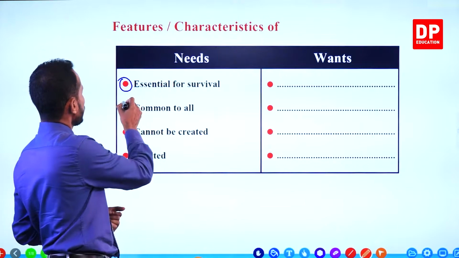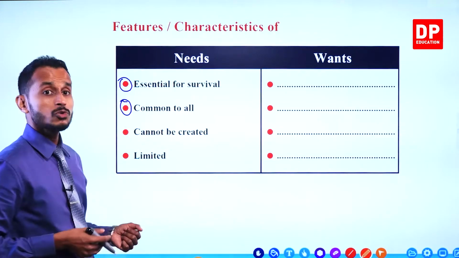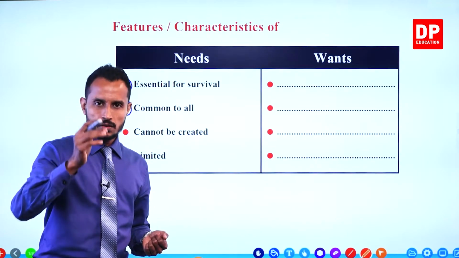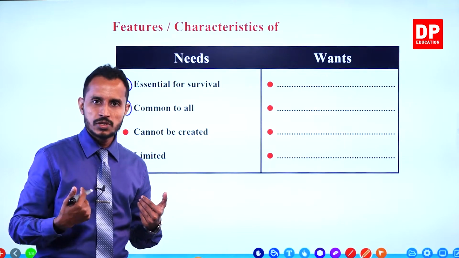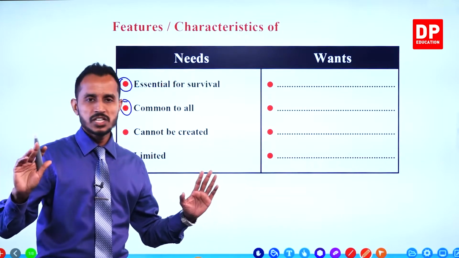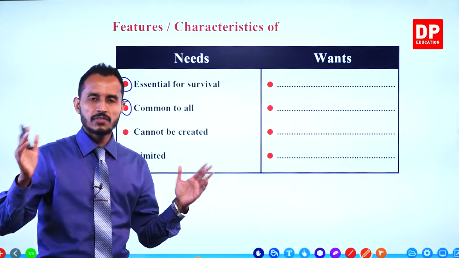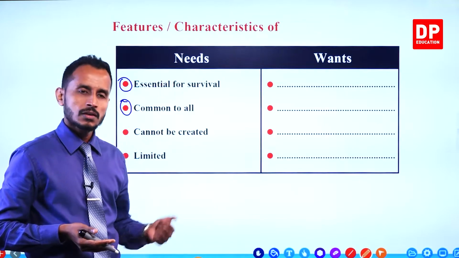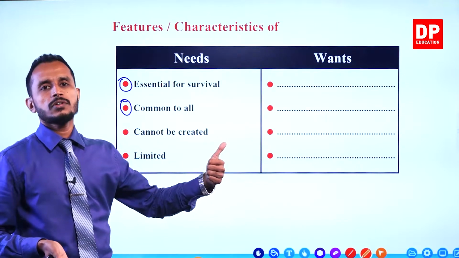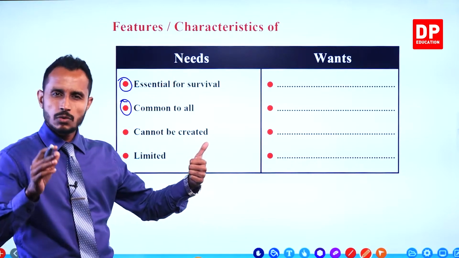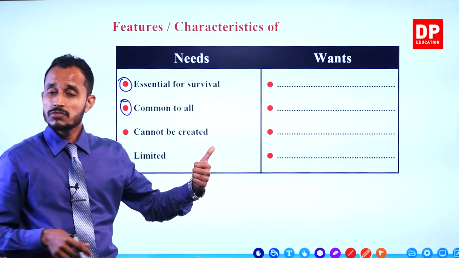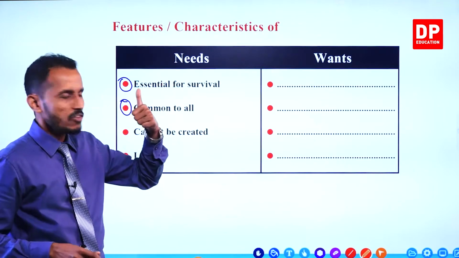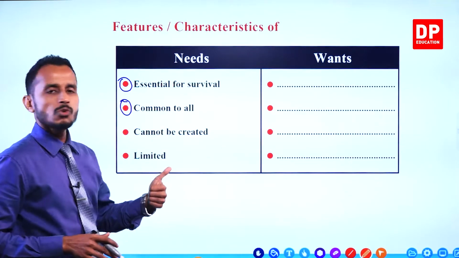Next, needs are common to all. Let's think about it for a second. You have the same needs. I have the same needs. Your family, all the members in your family have the same needs. Everybody has the same needs. And you know what the basic needs are, right? Food and water. Everybody needs food and water. Is there anyone that you have met or that you know who does not need food and water? No. No, children. Everybody needs food and water. So it's common to all.